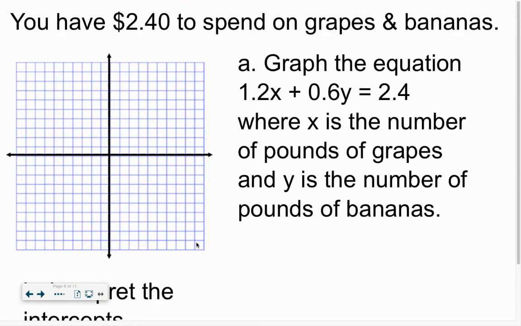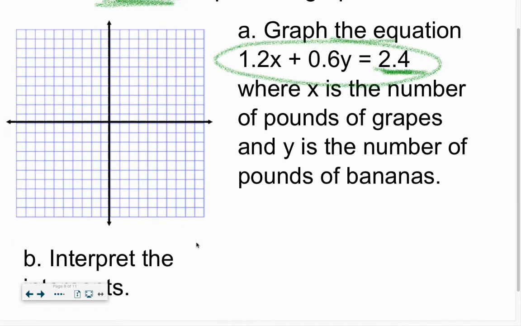You can also do this within a word problem. You have $2.40 to spend on grapes and bananas. We've got the equation right here. Again, this $2.40 written as 2 4/10, 2.4. Graph that equation where x is the number of pounds of grapes and y is the number of pounds of bananas. Any way you want to graph it, you can, but since today we're talking about graphing equations in standard form, that's what it's going to do. Sliding on down.